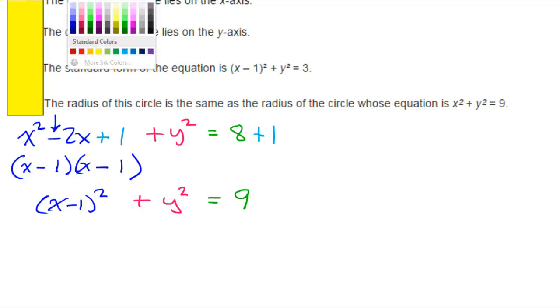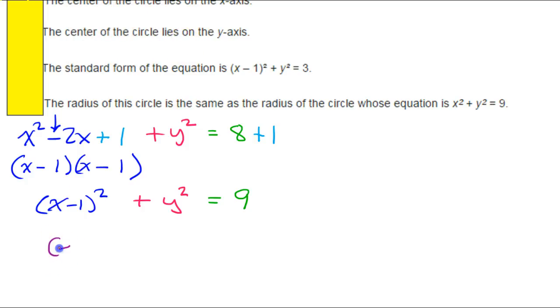Okay, let's talk about those things. So the center comes from here and here. And it's sort of the opposite of what we see here. So this is a negative 1. So for the center, I know I will have a positive 1, comma. Now over here, because it's just y squared and not like y plus 3 or something, then that means that's a 0. Because it's like having y minus 0. So my center is 1 comma 0.